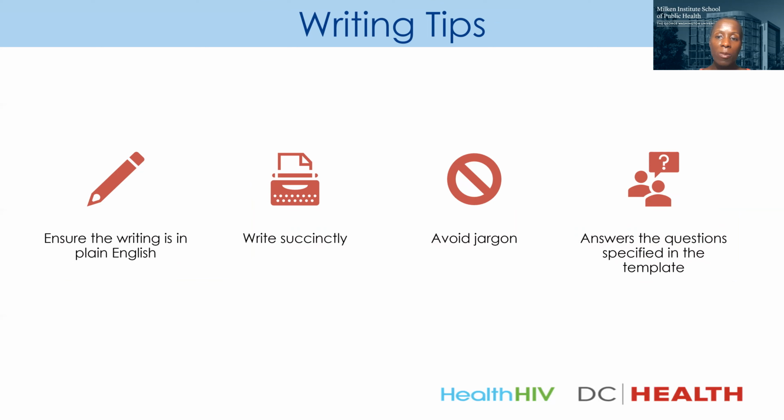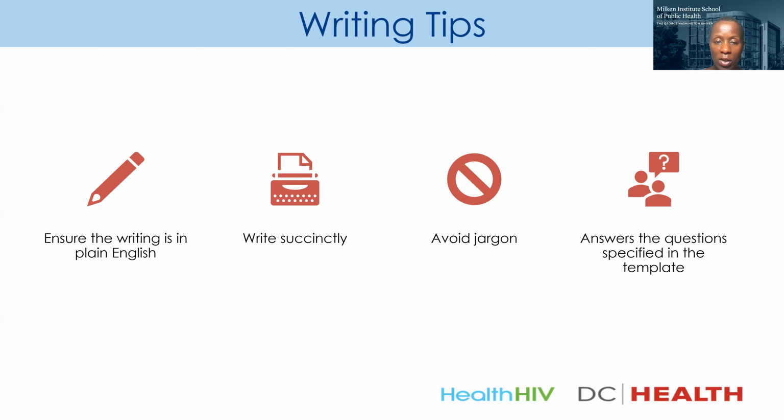So here are some writing tips that I think could be very helpful for you when you are writing your narrative. Ensure the writing is in plain English. You really want to be grammatically correct, and you want to have a cohesive document, which is why you need to write succinctly. I think one of the things that we mentioned in the beginning is that we need to identify who is going to be writing the narrative.